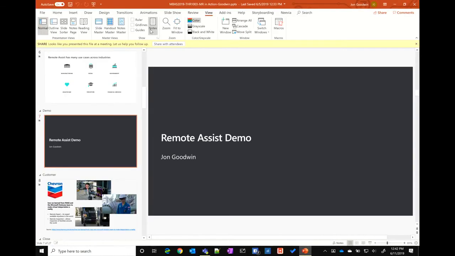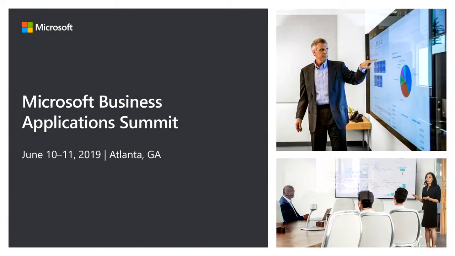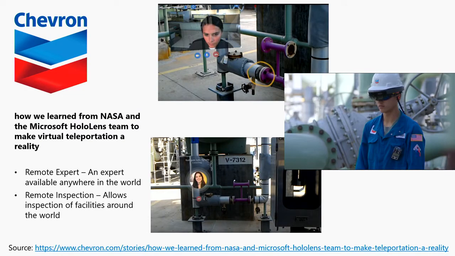So, one of the things I mentioned, a customer scenario, I was going to bring this one up as this is a great example of a customer who's actually using Remote Assist in the real world. And you can see the source reference, this is actually off the Chevron site themselves. They recorded this and put this out. And I like the way their tagline is. They're using how we learn from NASA and the HoloLens team to make virtual teleportation a reality.